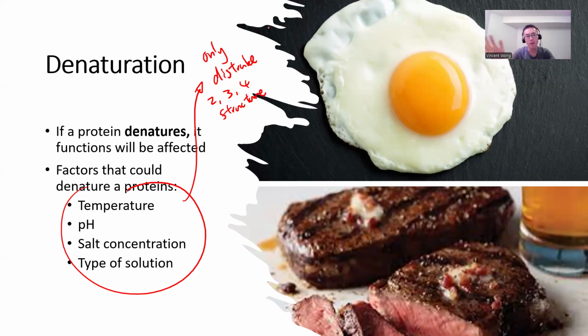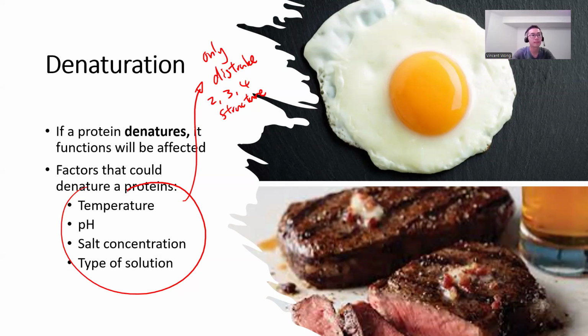The primary structure, for the most part, will be unaffected, because the covalent bonds that hold the amino acids together are really strong. Temperature alone, pH alone, these are not going to be able to break down the primary structure.